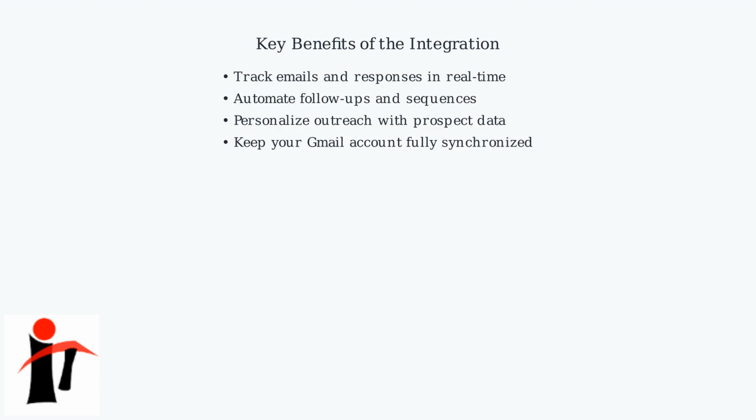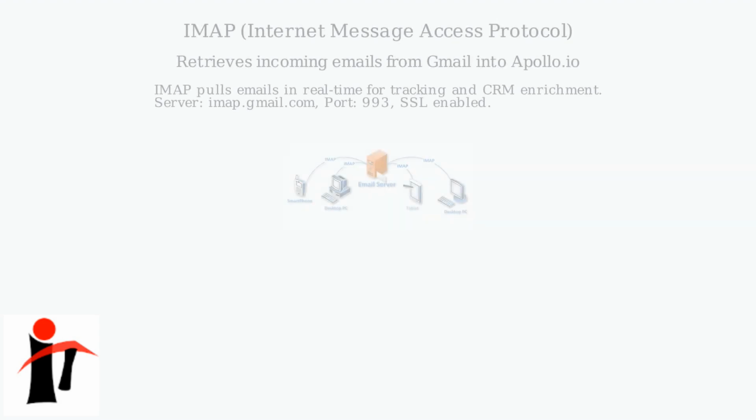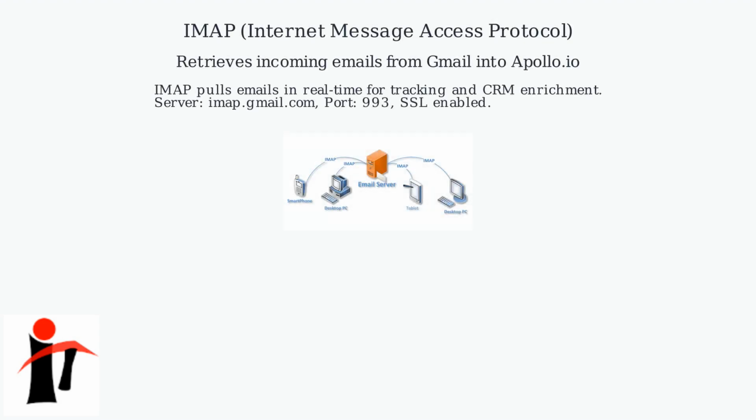This integration allows you to track emails, automate follow-ups, and personalize outreach directly from Apollo, while ensuring your Gmail account stays synchronized. IMAP, or Internet Message Access Protocol, is used to retrieve incoming emails from your Gmail account into Apollo.io. It pulls emails in real time, allowing for prospect tracking and CRM enrichment without storing emails on Apollo's servers. The typical settings are server imap.gmail.com on port 993 with SSL enabled.